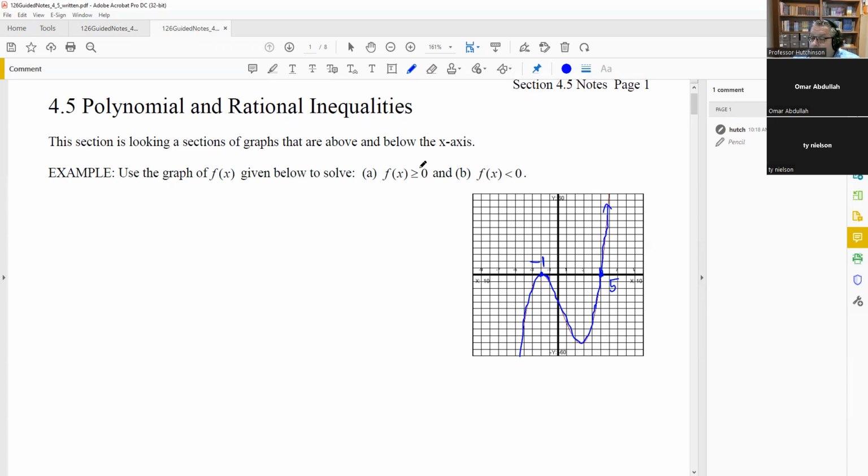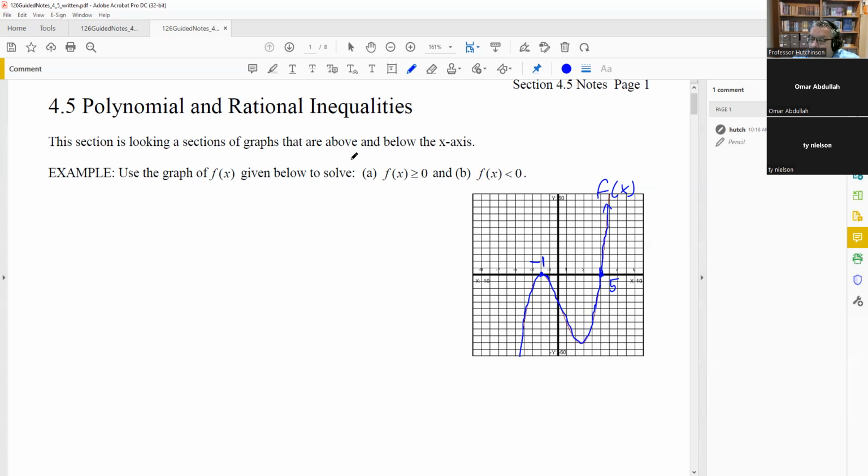So this curve that we have here, that's f of x. That's the graph. So you want to solve for when f of x is greater than or equal to 0, and also when it's less than 0. Now, greater than or equal to 0, the 0 represents the x-axis. So when it's asking you to solve f of x is greater than or equal to 0, it's really asking you for what part of the graph is above the x-axis.